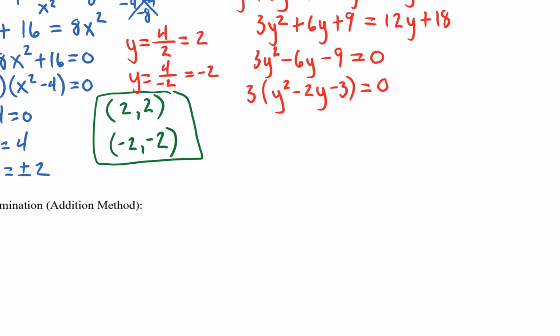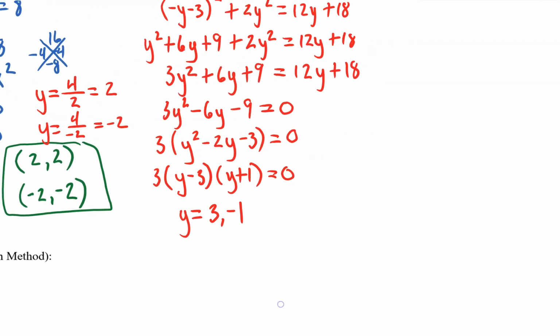And now I've got to factor this thing. Factors of negative 3 that add up to negative 2. That's going to be y minus 3, and this is y plus 1. Set each one of those equal to zero. Y is going to equal positive 3 and negative 1. Here are the two that it's going to be.